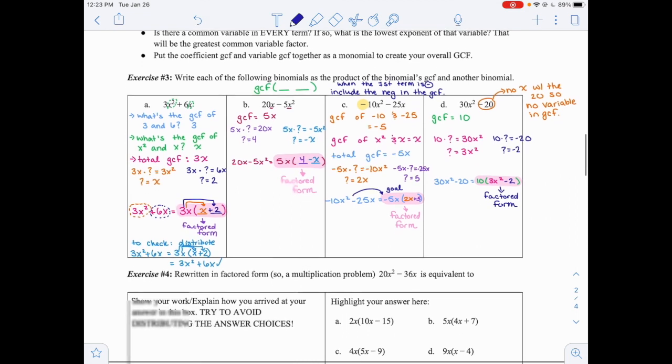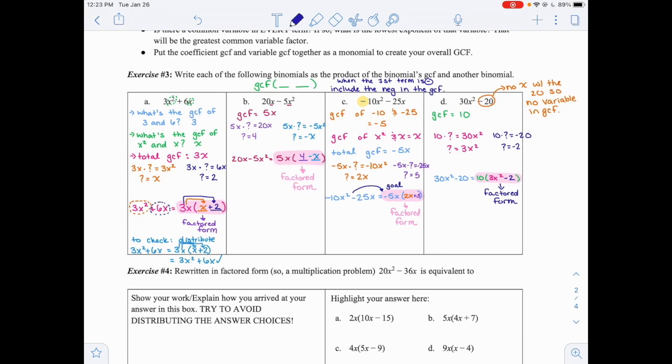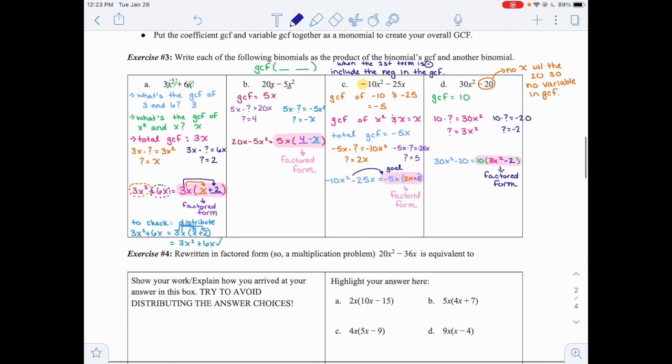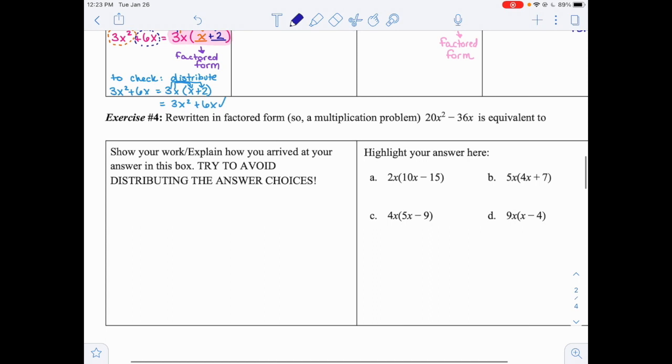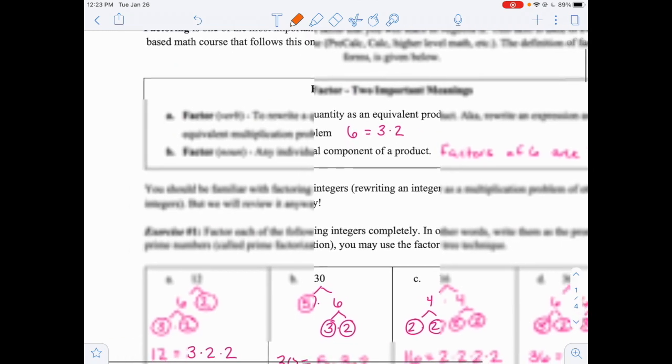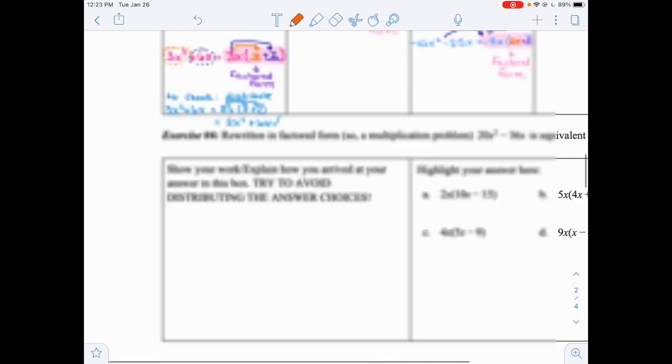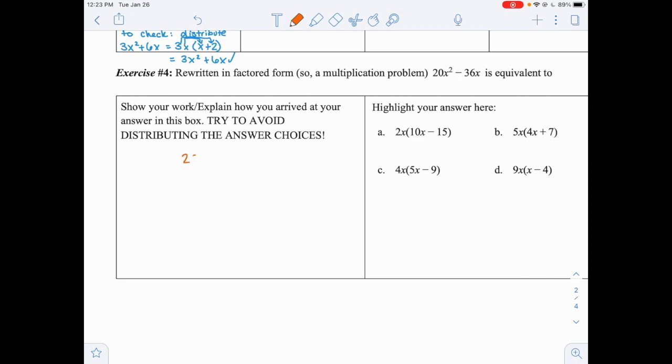Again, take it all in, write it all down, pause if you need to, and give 4 a try. So in exercise 4, it really is just asking you the same thing, it's just multiple choice, but I want you to ignore the answers and just factor. So we have 20x squared minus 36x. My greatest common factor here is 4x. There's an x in both, and both of those are divisible by 4.